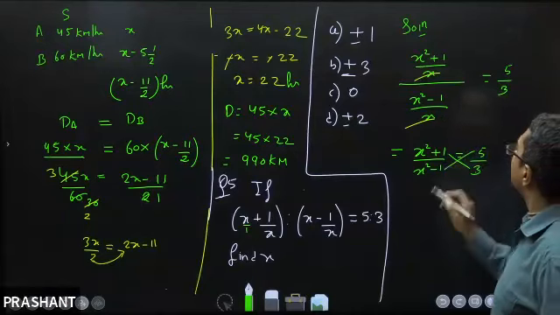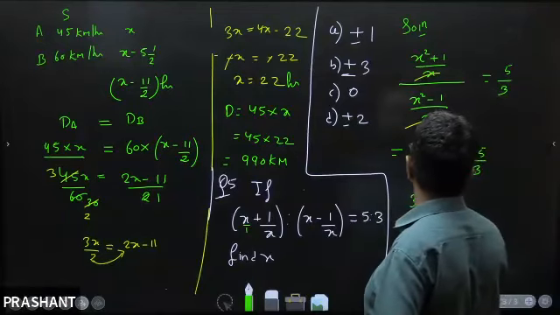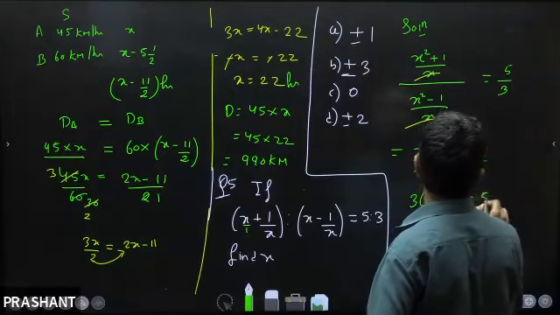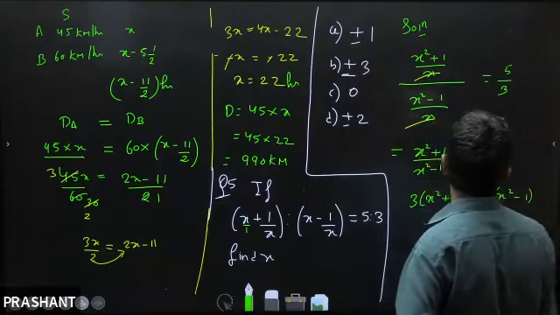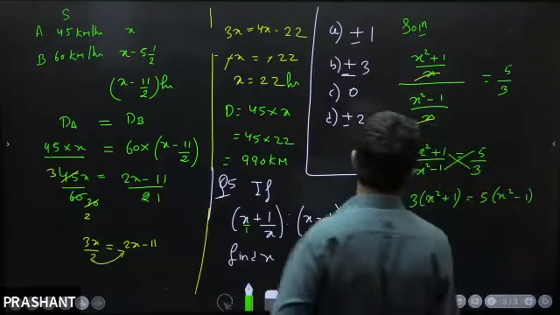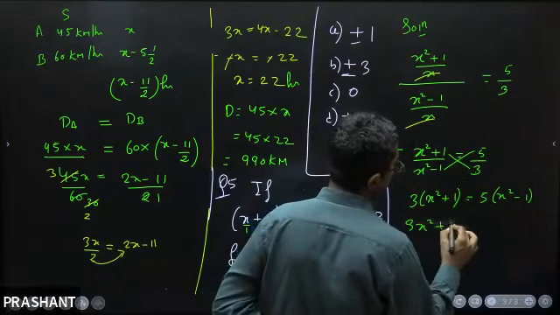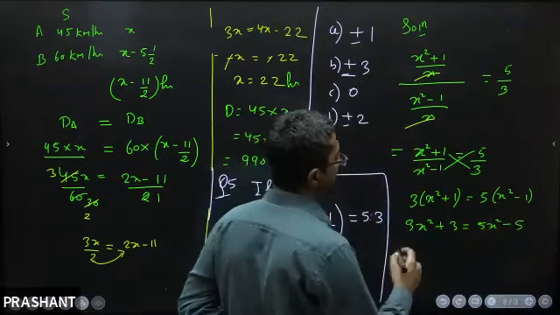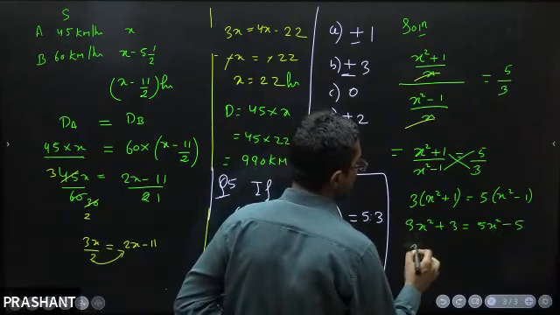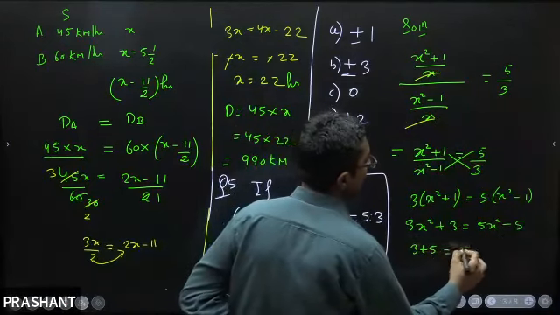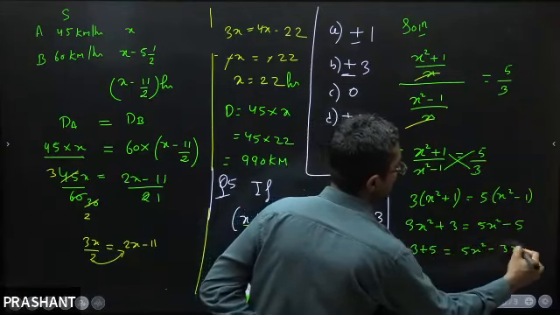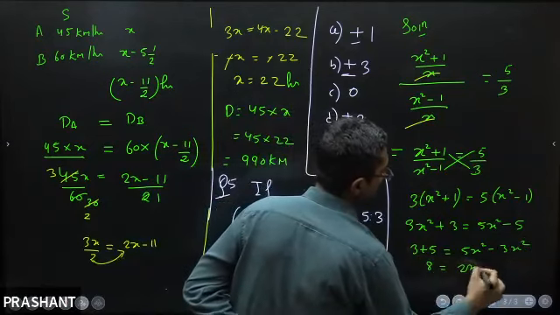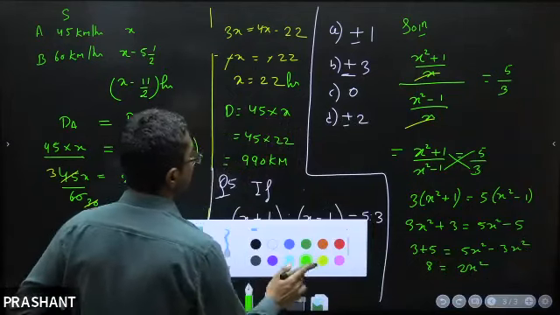Correct? So we will cross multiply. So you get 3 into x square plus 1 is equal to 5 into x square minus 1. Correct? So that is 3x square plus 3 is equal to 5x square minus 5. So when you shift the like terms together, that is 3 plus 5 is equal to 5x square minus 3x square. Correct? We shifted it there. So that is 8 is equal to 2x square. Correct?